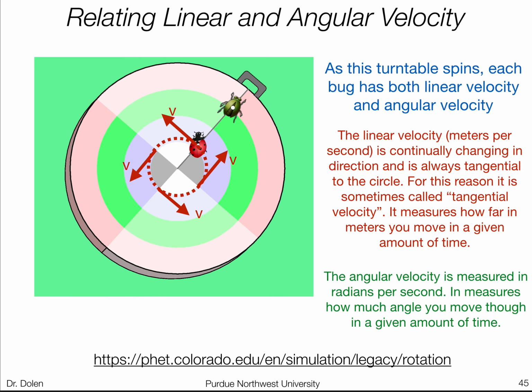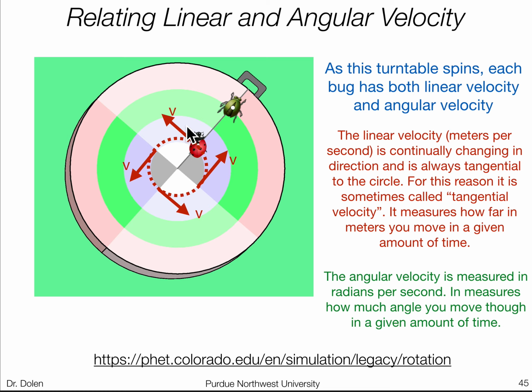Now our goal is to relate linear and angular velocity. As this wheel is spinning, this turntable, the bug definitely has angular velocity. It's moving through some amount of angle every second, some number of radians per second. But it also has linear velocity. At any given moment, it's moving some distance, some number of meters per second. Yes, this velocity vector is continuously changing direction, the linear velocity of this object, but it does have linear velocity and angular velocity. So we want to be able to relate those two things.